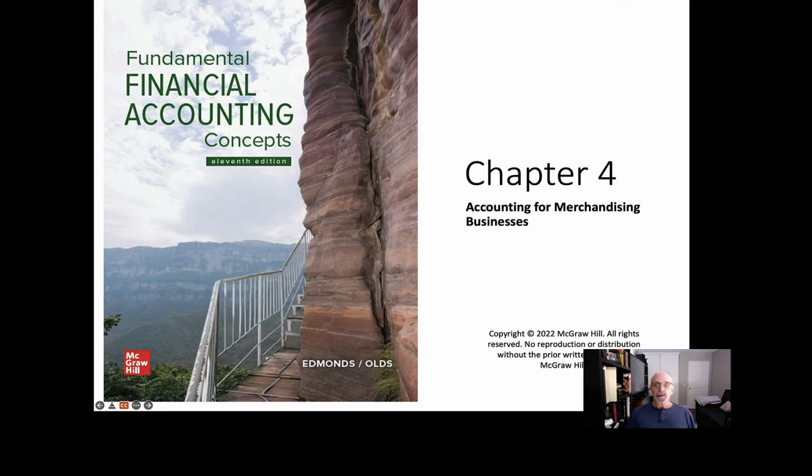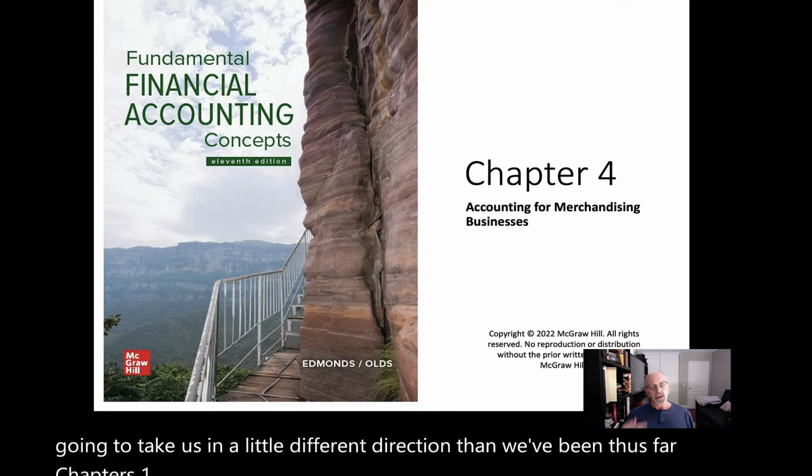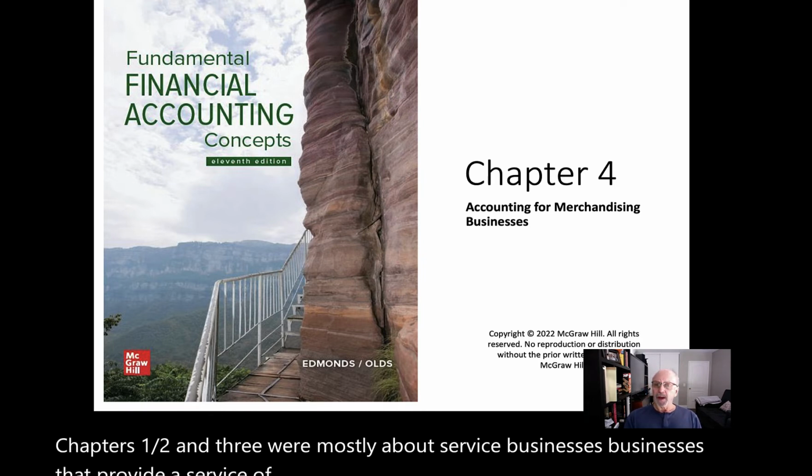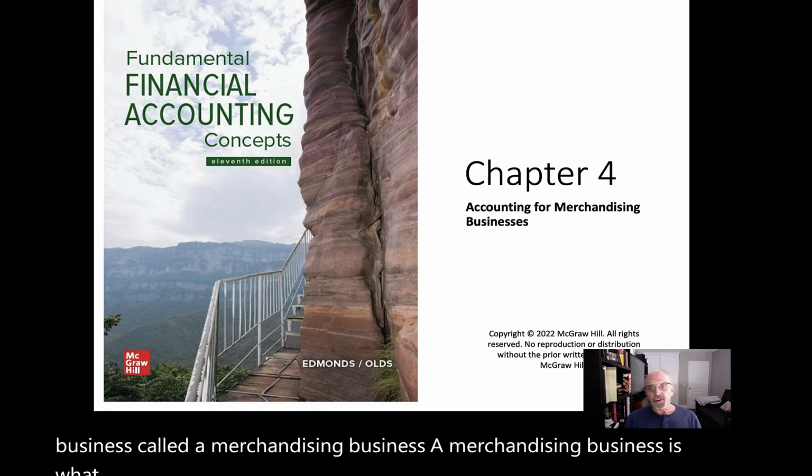Hi. All right, so today we're going to talk about Chapter 4. Now, Chapter 4 is going to take us in a little different direction than we've been thus far. Chapters 1, 2, and 3 were mostly about service businesses, businesses that provide a service of some sort. Chapter 4 takes us to a new type of business called a merchandising business. A merchandising business is what you and I consider a retail store. They buy and sell stuff.